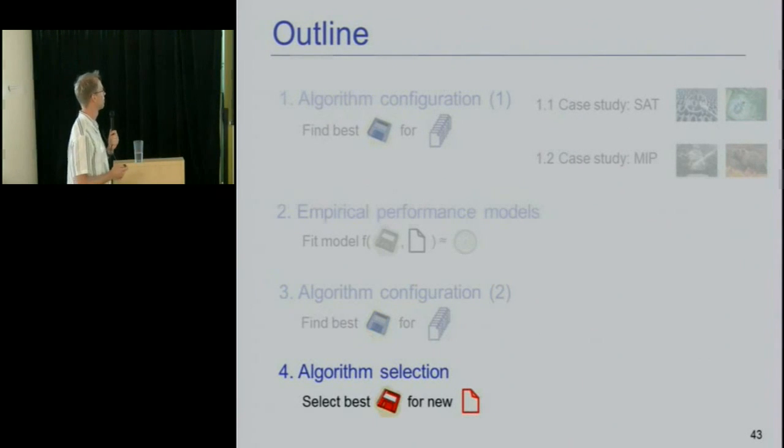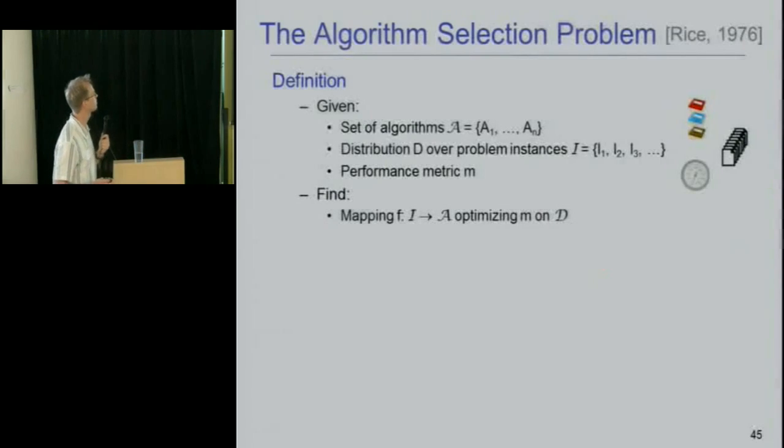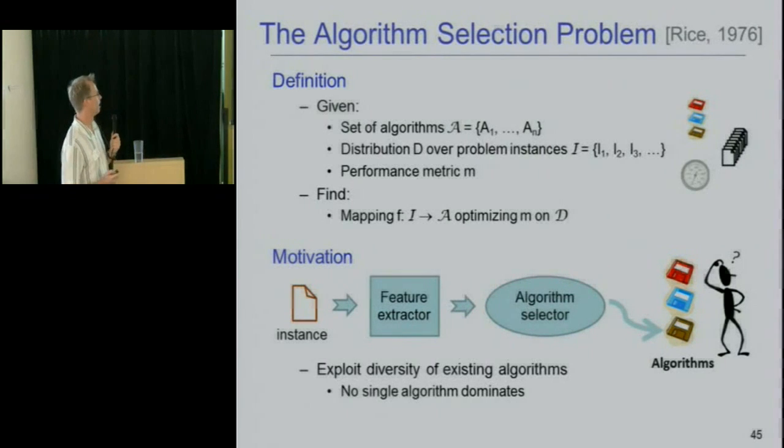All right, so that's algorithm configuration. Finally, algorithm selection. We want to select, for a new given instance, the best algorithm. That's basically the definition. And the motivation behind that is we want to take that instance, extract the features quickly, then run our algorithm selector and pick the best algorithm for it. Why do we want to do that? Well, a lot of algorithms have different strengths and weaknesses. Some algorithms work well on structured instances, others well on random instances, etc. And we want to exploit that.